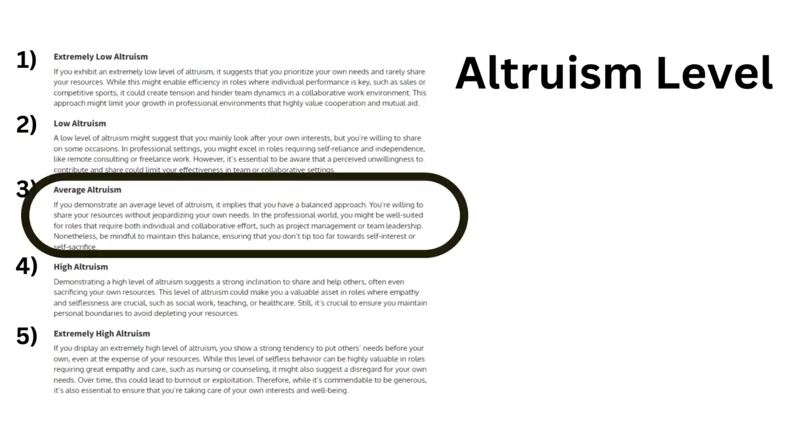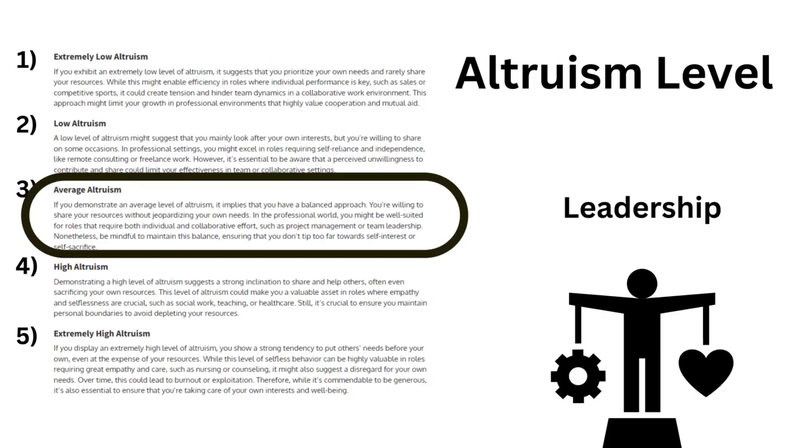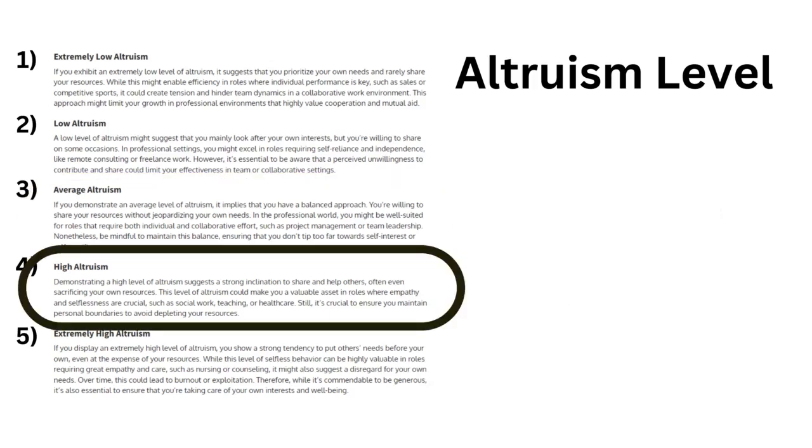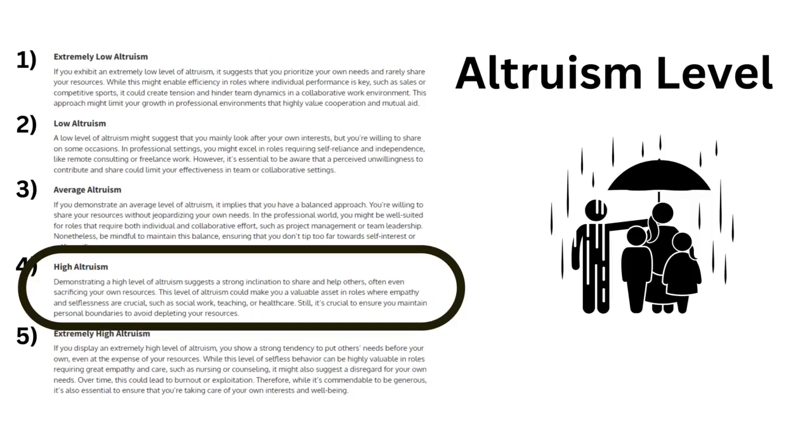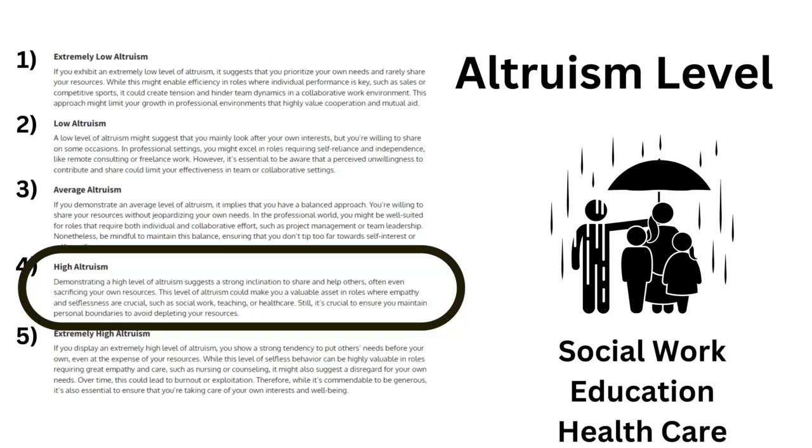The middle group is called average altruism. You are a balanced individual that's willing to share as long as your needs are secured. This is perfect for leadership roles where you are managing projects and teams. The fourth group is high altruism. People here want to share and help others, often sacrificing their desires and resources to do so. Your empathy and selflessness are crucial in social work, education, and healthcare.